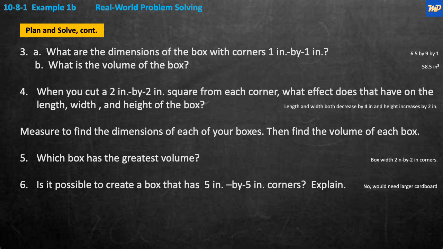Okay, so plan and solve, continued. Still example 1B. What are the dimensions of the box with corners 1 inch by 1 inch? If you take 1 inch out of each side out of the 11, it's 9. And if you take 1 inch out of each side out of the 8.5, it's going to be 6.5. So the dimensions are 6.5 and 9, and it's going to be 1 inch tall, because you're making 1 inch corners on it.